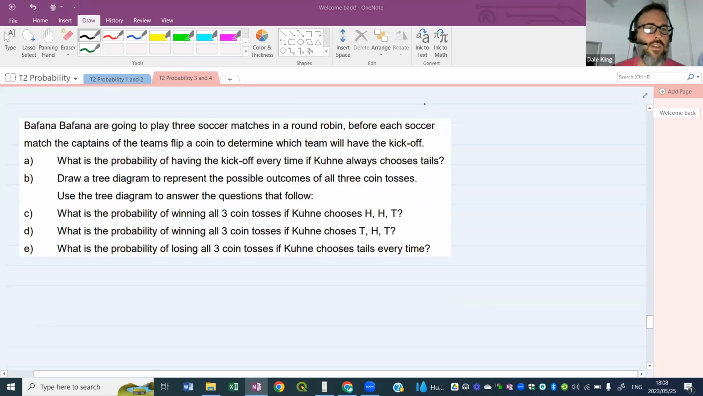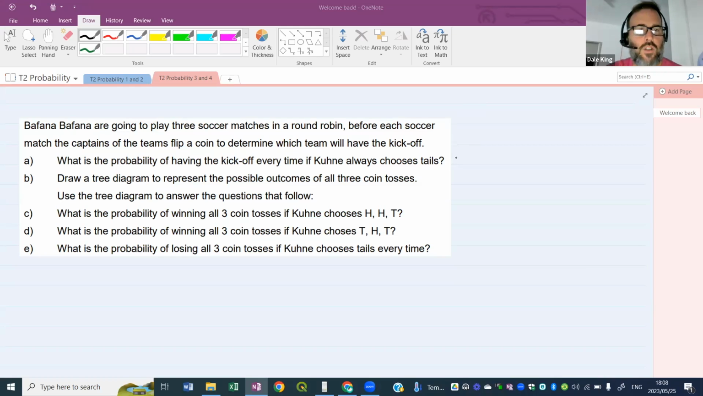Let's read it together. So it says, Bafana and Bafana are going to play 3 soccer matches in a round-robin tournament. Before each soccer match, the captains of the teams flip a coin to determine which team will have the kickoff. So obviously you flip the coin, and if you win the coin toss, you get to have the kickoff. That's the scenario here. Question A. What is the probability of having the kickoff every time if Kune always chooses tails? He chooses tails every time. What's the probability of having the kickoff every time if he chooses tails?